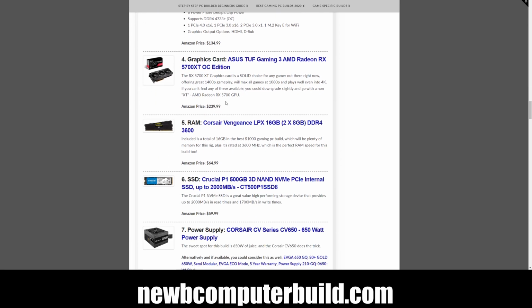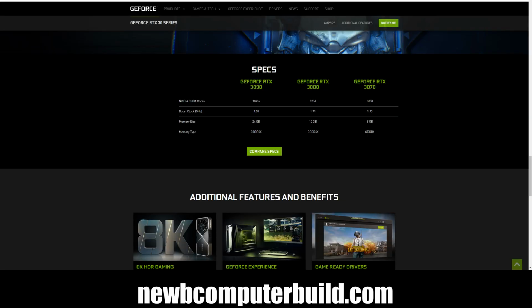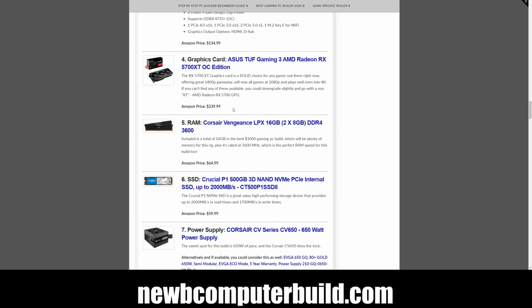Graphics card, Asus Tough Gaming 3 RX 5700 XT, a fantastic card at $239.99. I do want to mention with some of these other cards coming out, they're not necessarily priced into the lower end builds in this article here. So we have, for example, the lower end RX card coming out priced at $519, so well over this. So this won't affect this quite as much until Nvidia and AMD come out with the cards that are competing at the lower end here.